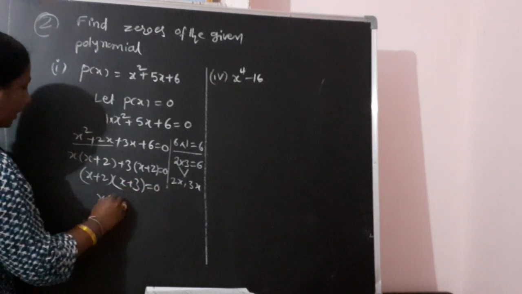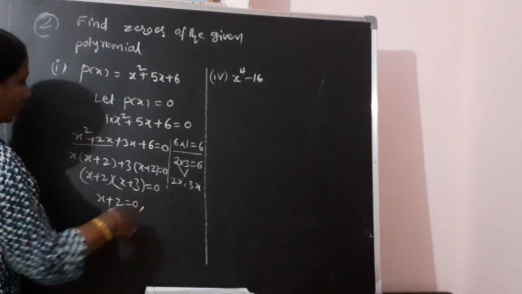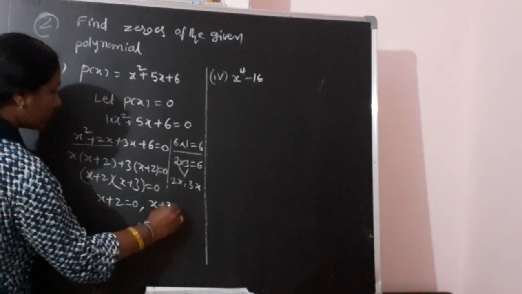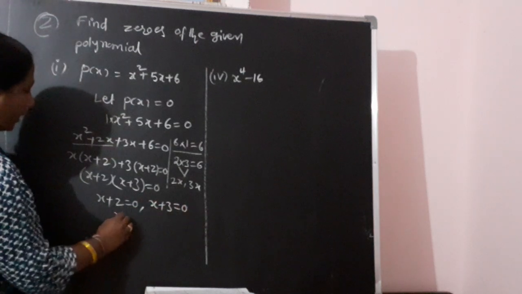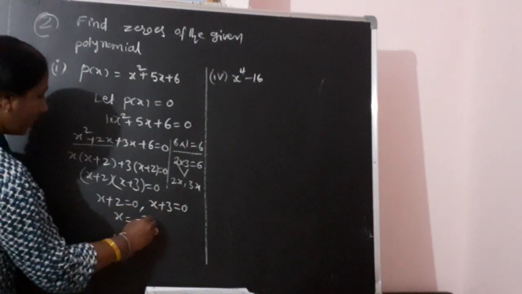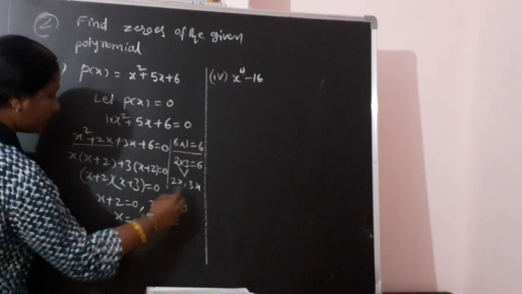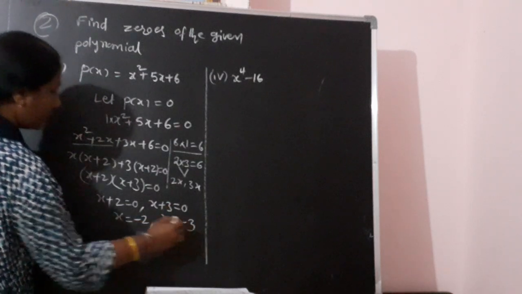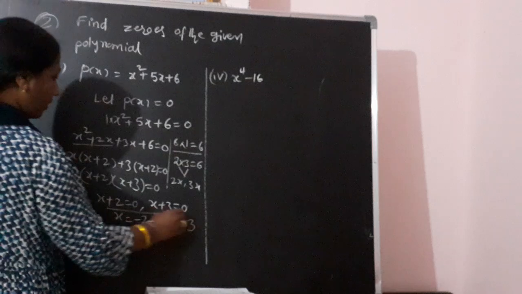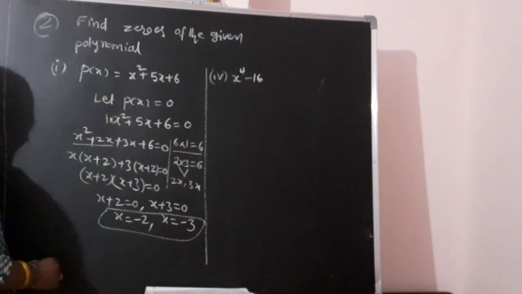Now equate each to 0 separately. x plus 2 equal to 0, x plus 3 equal to 0. So x equal to plus 2 will be minus 2, and x equal to plus 3 will be minus 3. So the answer is minus 2, minus 3.